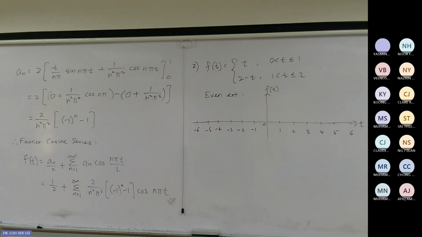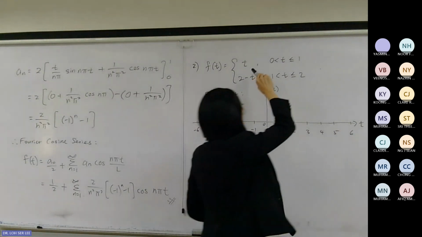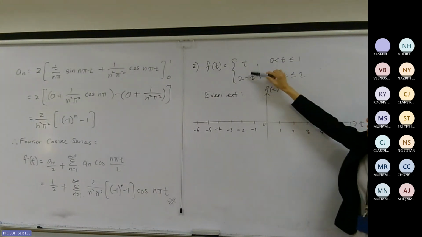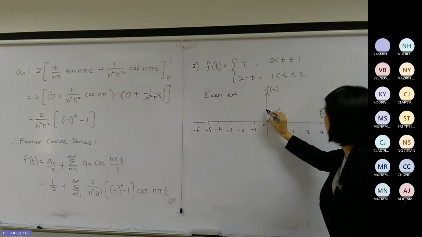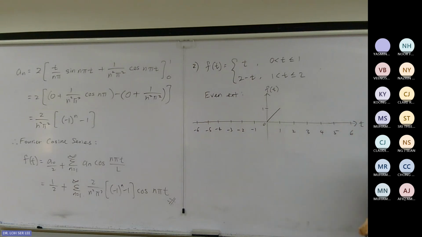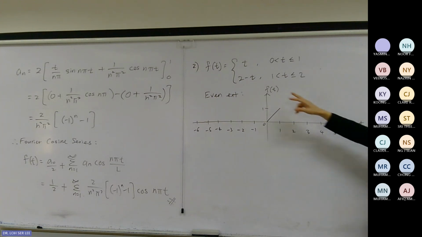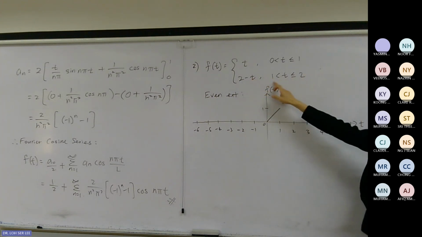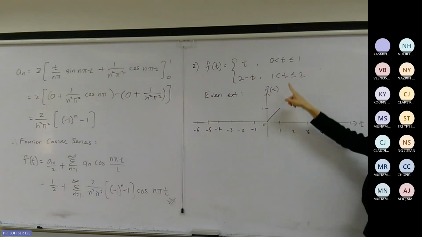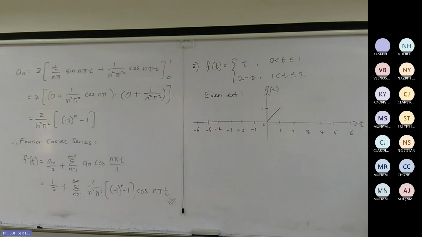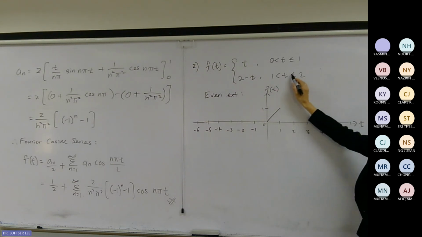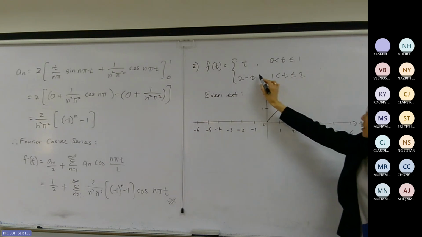Okay, for number 2, both of these two are straight lines. Okay, 0 up to 1, this one is simple, it is t. And 2 minus t is also a straight line. You just need to find the 2 endpoints for this interval. When x is 1, what is your y? Treat this as x, this is your y.